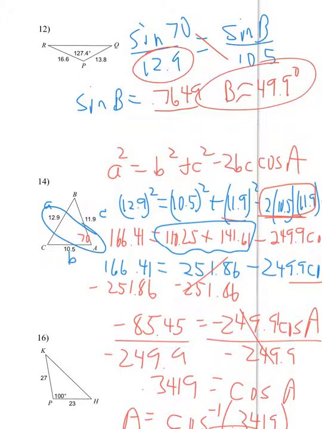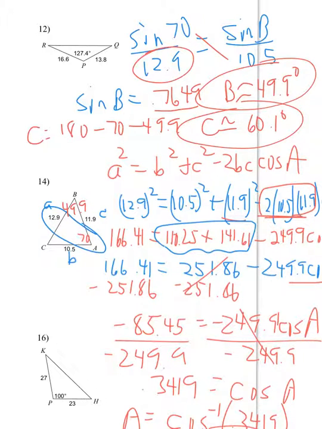Okay, so now we've found angle B, 49.9, and now I can just subtract to find angle C from 180. So C will equal 180 minus 70 and minus 49.9. So angle C, if I do that subtraction, should be about 60.1 degrees. So that's a side side side situation.